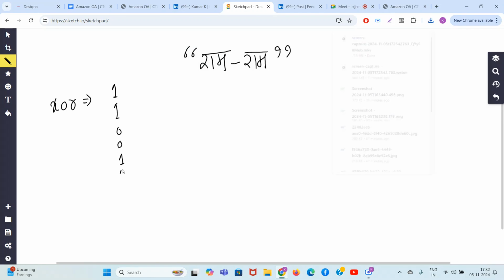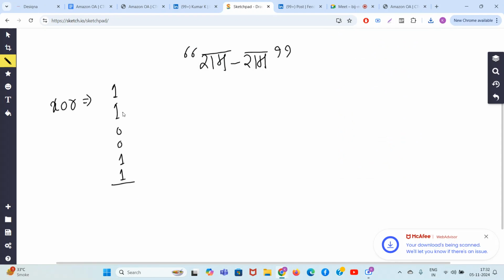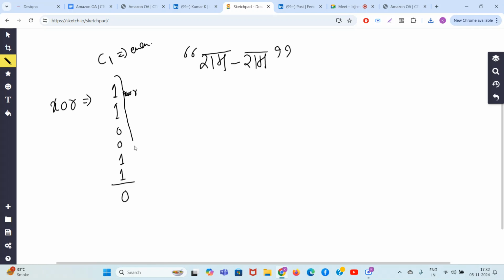What will be the XOR of this? The theorem and the trick is that if the count of ones is even, the XOR is always 0. See, 1 is coming 4 times, so the XOR of all these numbers will be 0. Why? Because these two ones give 0 XOR. These two ones also give 0 XOR. So 0 XOR 0 with 0 0 0 will be 0 only. So this theorem is clear.